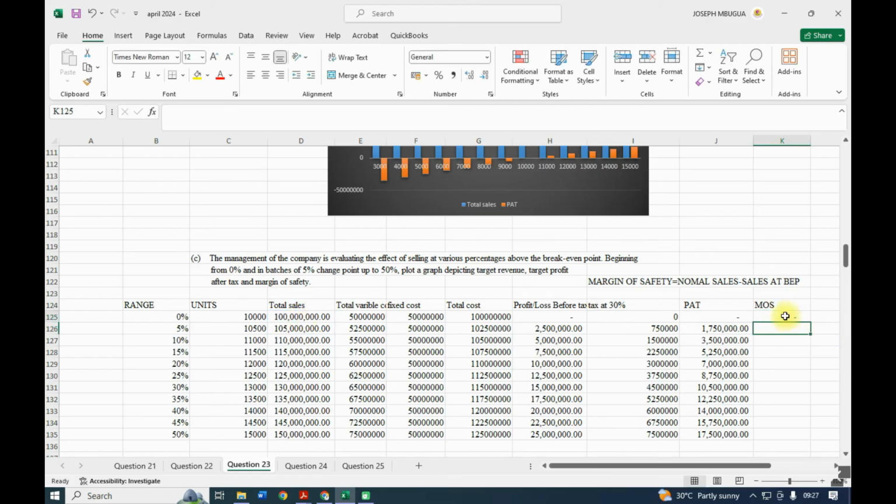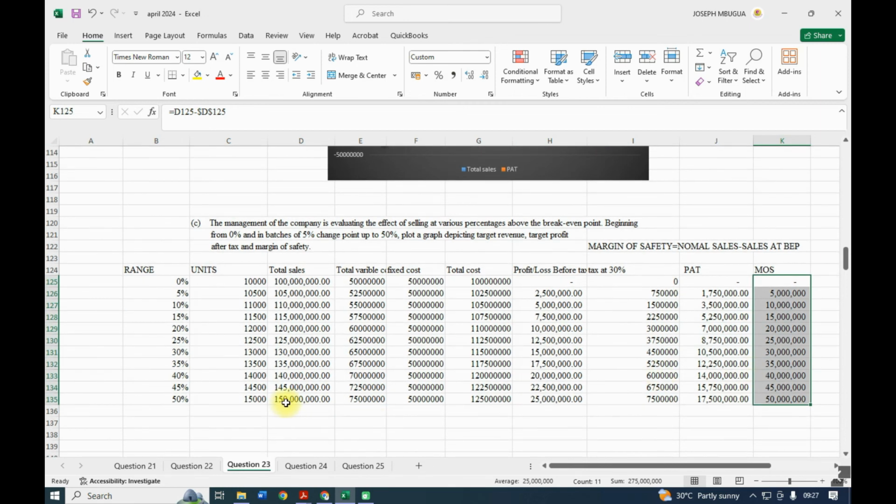And I will autofill these because that is a constant. Yeah, that way. And we'll find that the second one, when we sell 105 as our target, we shall have a margin of safety of 5 because we are selling above the 100,000. The last one, 150, we shall have 50,000 as our margin of safety because 50,000 will be above the break-even point of that. So that is what you are required to do, the margin of safety.